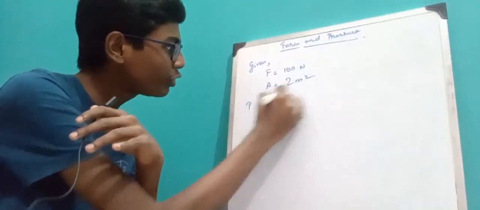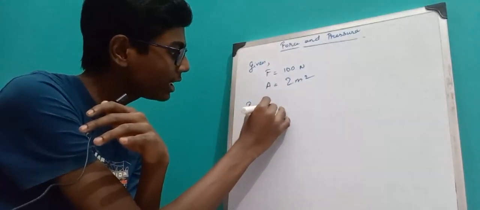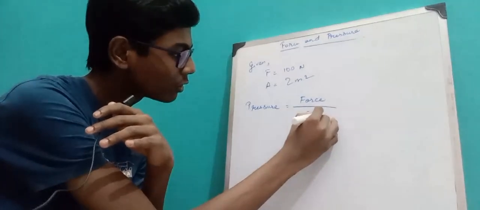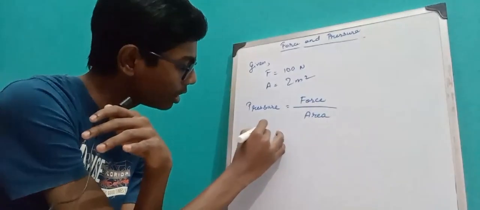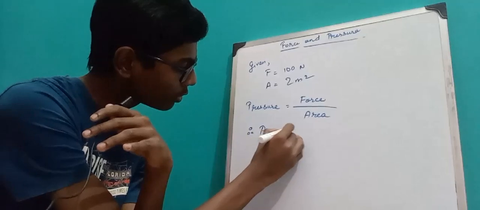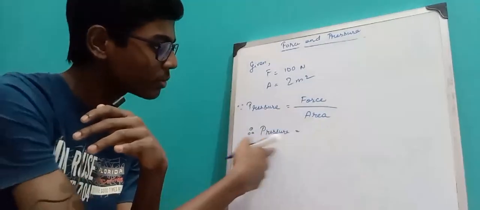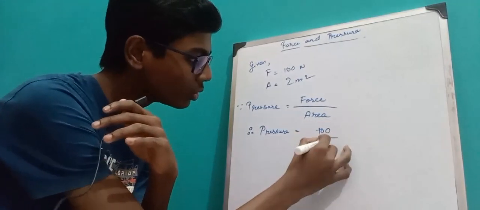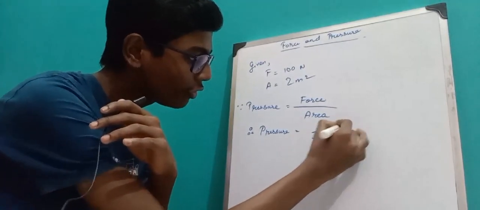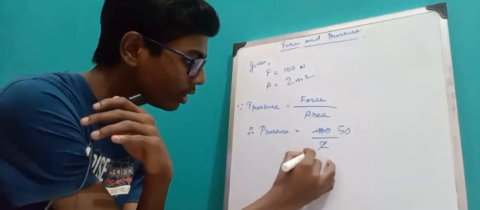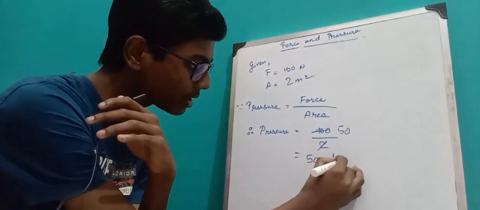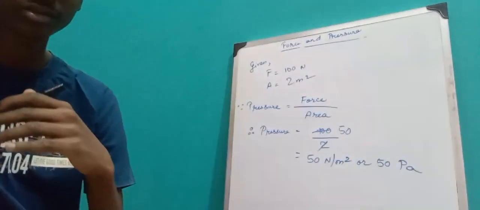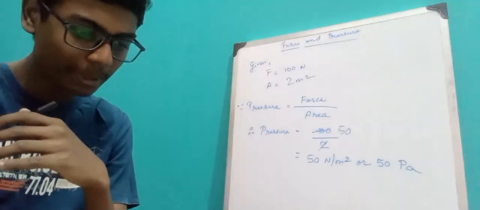Now we know we have to find the pressure. We know pressure equals force by area. Therefore, since pressure equals force by area, pressure equals 100 by 2, which is 50. Therefore, 50 Newton per meter square or 50 Pascal. Clear? This will be the answer.